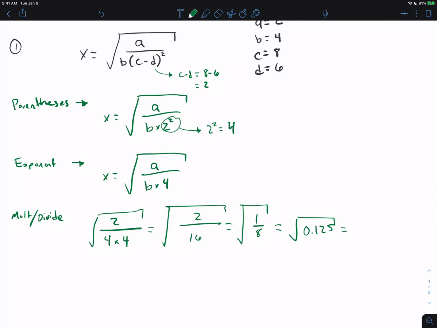Square root of 0.125 should give me about 0.354. So if you're following along, you're doing this on your calculator, you might get 0.353553339. You might get a bunch of digits, right? What we really want to do in this course, just as a rule of thumb, is go ahead and round to 3 significant figures, right?